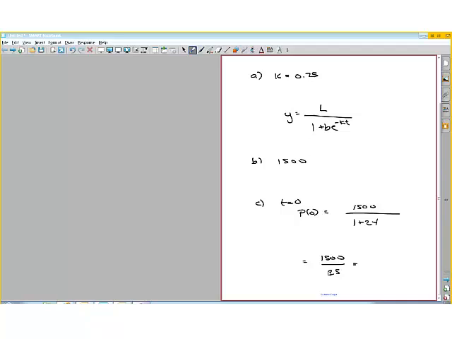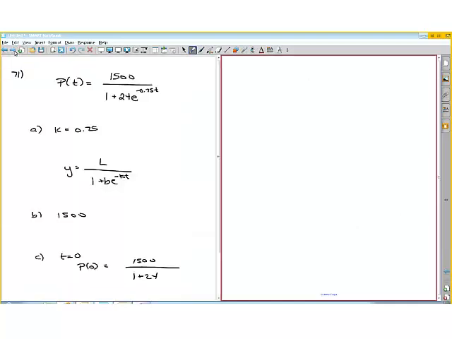So we make a calculator. 1500 divided by 25 is 60. So that's the initial. What's next? Determine when the population will reach 50% of its carrying capacity. So that's when P of t equals 750.